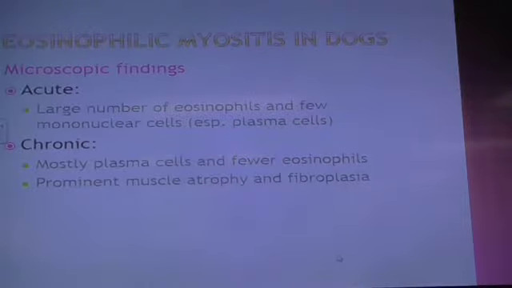And when we look at it microscopically, as the name of the disease suggests, we see predominantly eosinophils, and we may see plasma cells as well. And as it becomes more chronic, we see fewer eosinophils, more plasma cells, more fibrosis, and muscle atrophy and loss. So that's the acute phase versus the more chronic presentation.